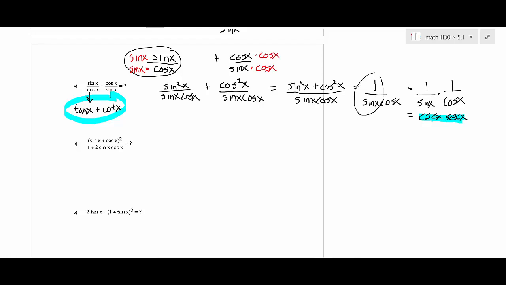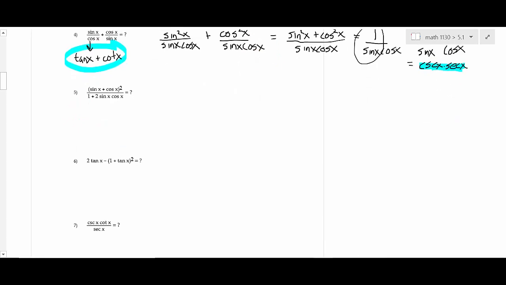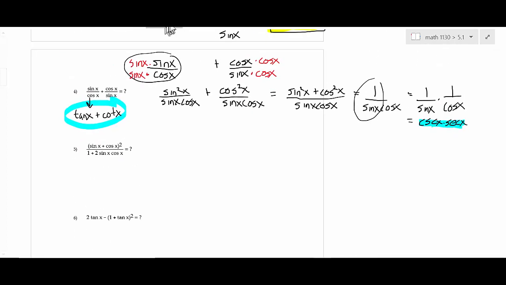So let's do a couple more of these. I want to mostly spend the second half of class working on identity proofs. So let's see what we can do with this one. We have sine x plus cosine x to the second power, over 1 plus 2 sine x cosine x. So with this one, what do you think would be a good suggestion?